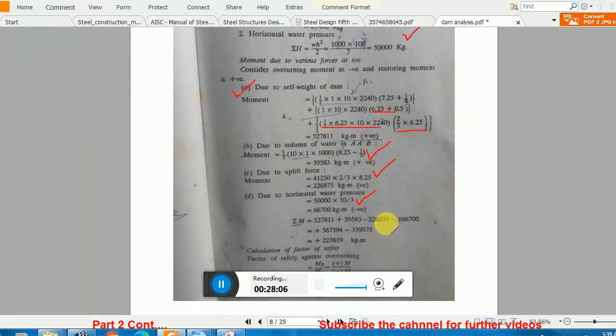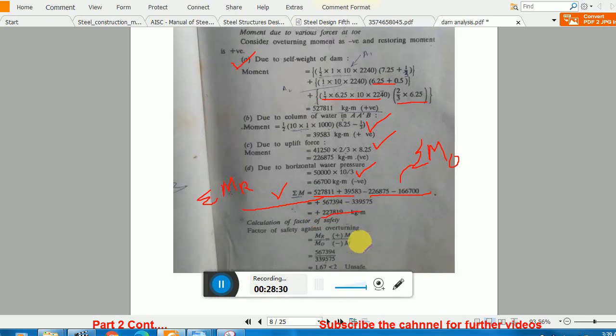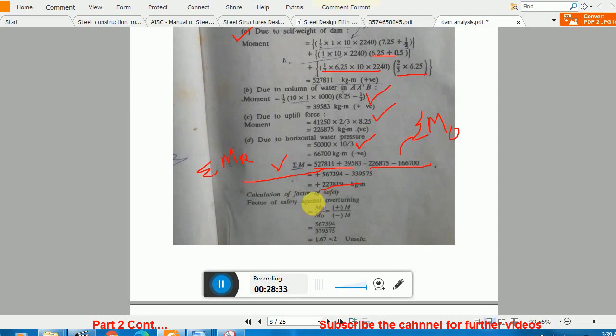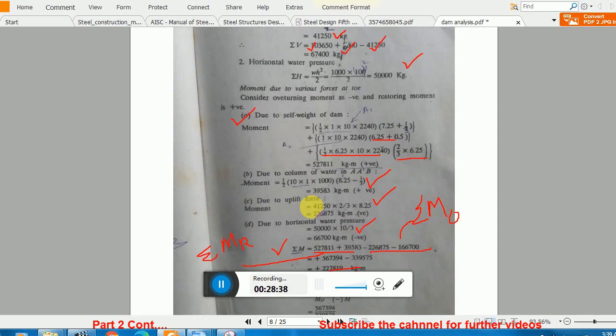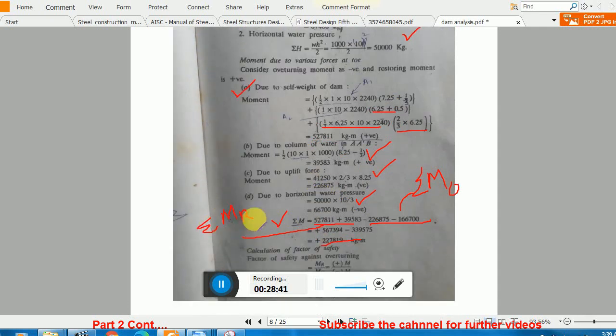Remember, summation of moments. When you are summing the moments, you see the first two will be your restoring moments. Remember, these are your restoring moments, sum of MR. And these two are your overturning moments. Remember, MO. Okay, and the total moment will be this one, sum of moments, M. So if you do your stability analysis, inshallah I will do it in the next lecture, okay? So you must remember these points: summation of MR and summation of MO.